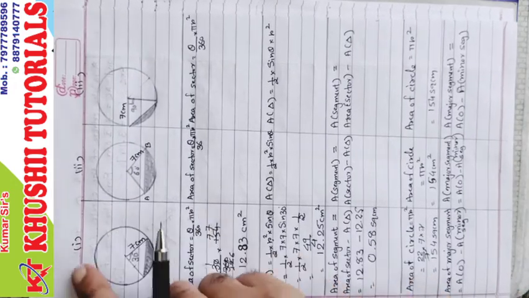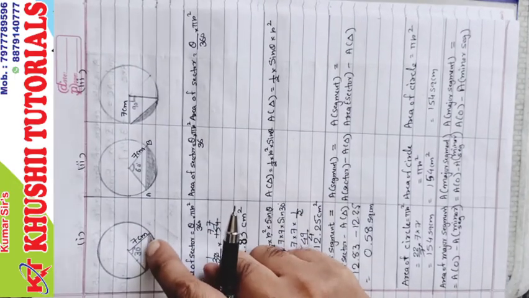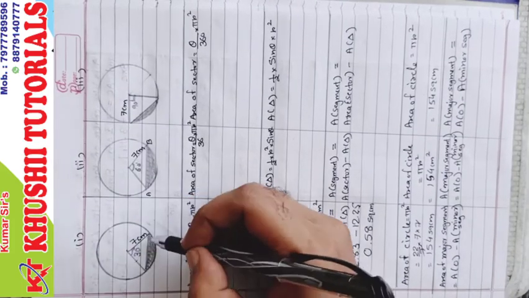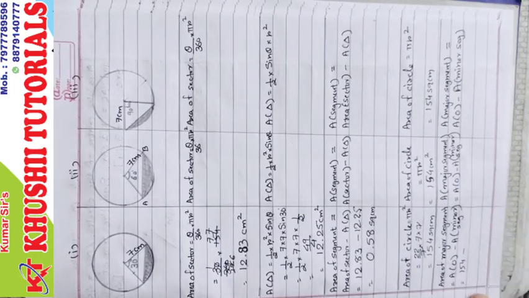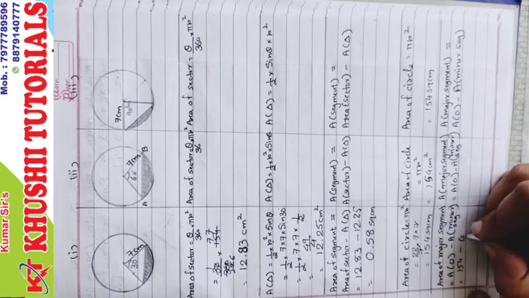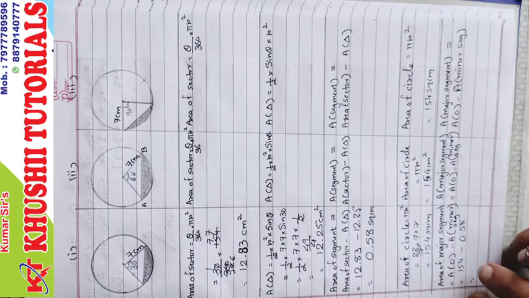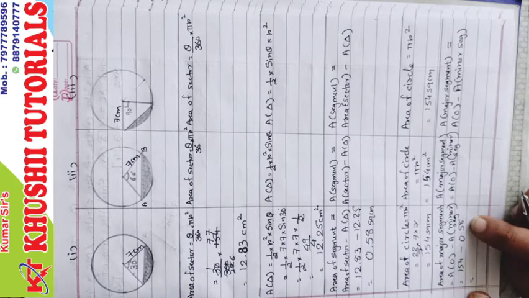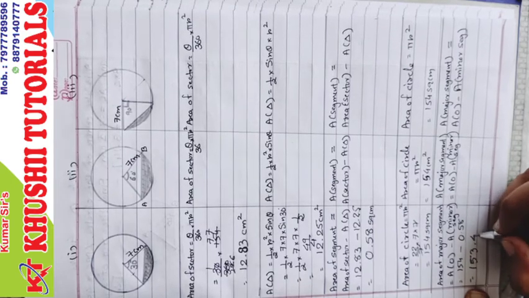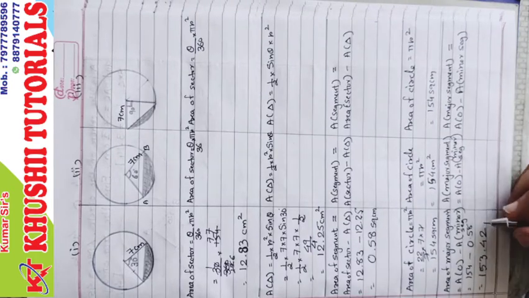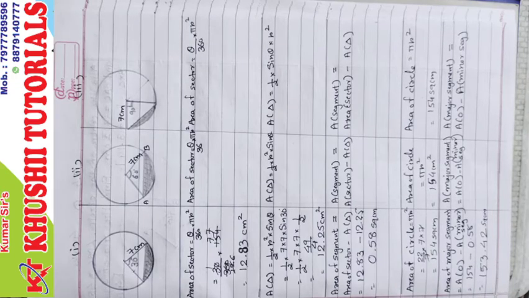Now the area of the whole circle is 154 and the area of the segment is 0.58. So can we find the area of the major segment, that unshaded part? Answer: yes. Area of circle, which is 154, minus area of minor segment, which is 0.58. 154 minus 0.58 is 153.42 square centimeter. That is the area of the major segment.